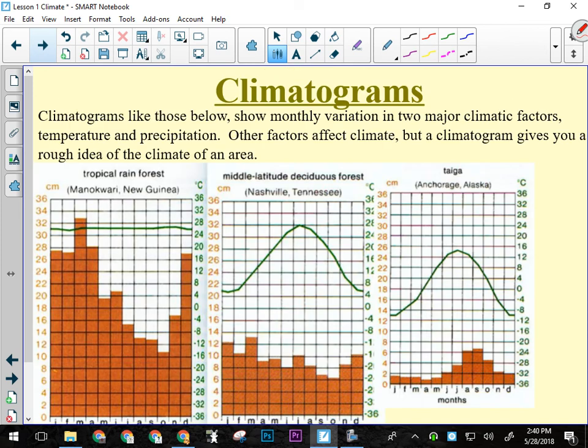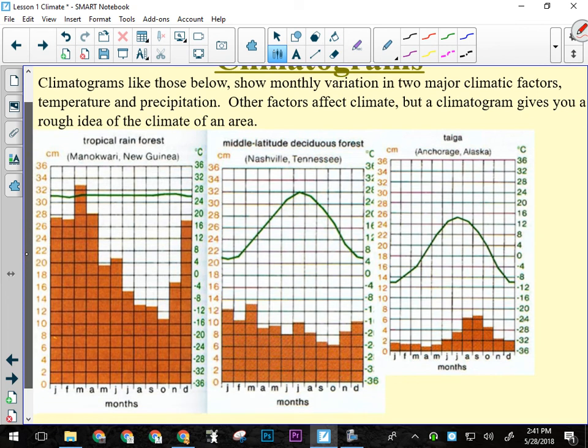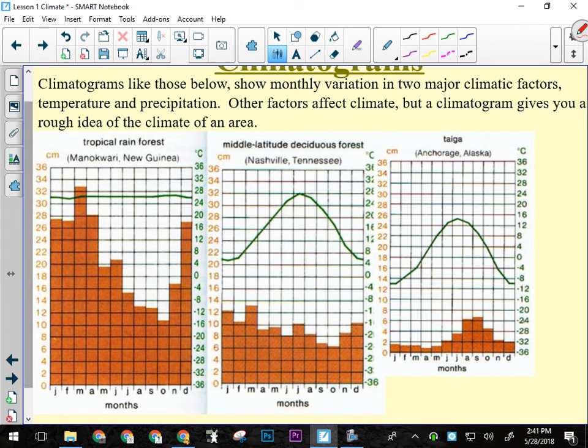All right, now talking about climatograms. A climatogram is a graph that shows me the temperature and the precipitation by month for a specific location. So a climatogram is essentially two graphs superimposed on each other. What we have here is bars that represent precipitation and a line that represents the temperature. So there's actually two y-axes on this graph. The axis on the left is the precipitation one. The axis on the right is for temperature. Everybody with me so far?